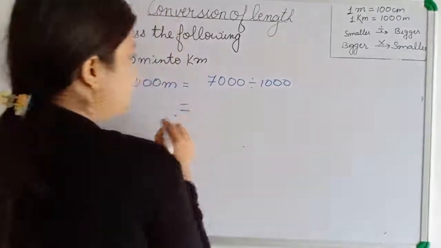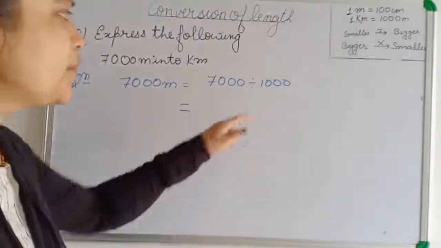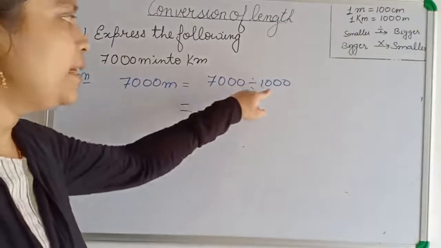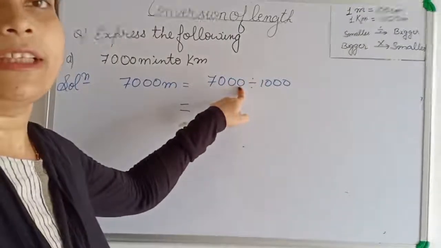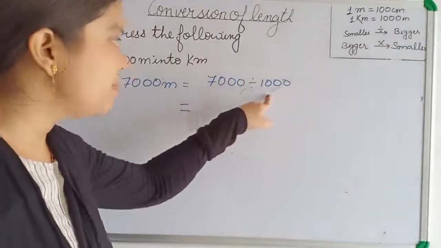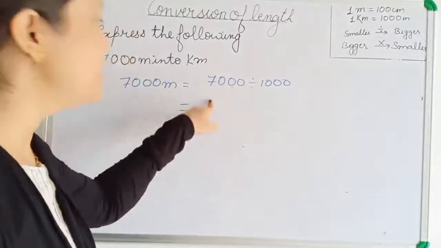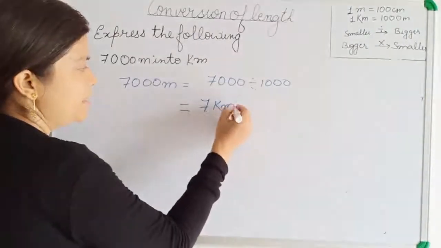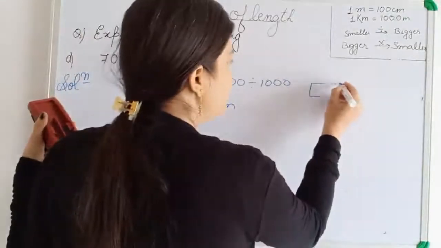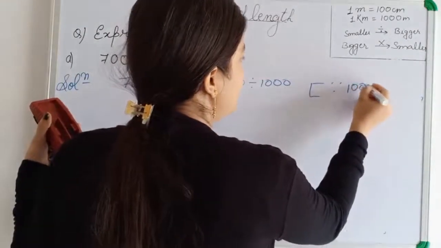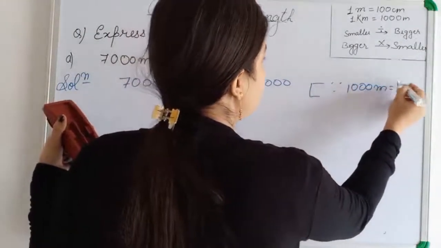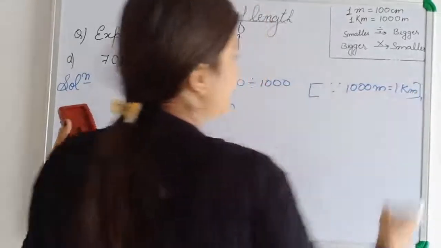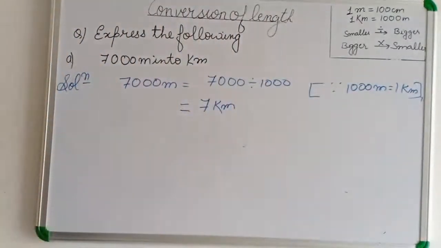And when we are dividing any number by 1000, we have to remove 3 zeros. When we are dividing by 100, we are removing 2 zeros from the right hand side. When we are dividing by 1000, we have to remove 3 zeros from the right hand side. It will become 7 kilometers simply. And why are we dividing by 1000? Because 1000 meter is equal to 1 kilometer. That's why we are dividing it by 1000. Okay.